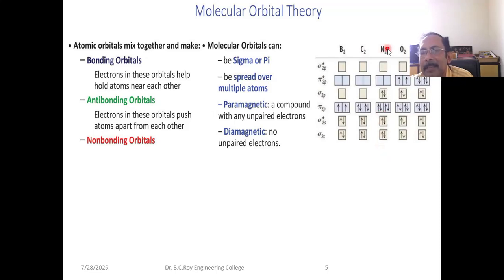Now next is nitrogen, total 14 electrons. So 4 electrons are in the inner electronic core, and the other electrons are over here. We can find a total of 10 electrons we can count.